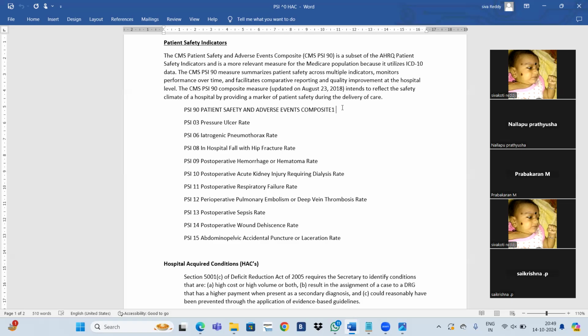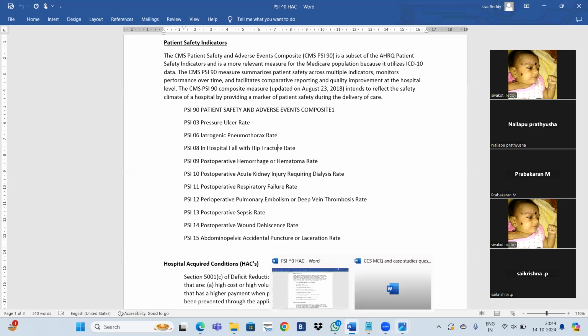Then pneumothorax, and remember, only one fracture you will get under patient safety: hospital fall with hip fracture. The patient was in the hospital and a hip fracture happened. Then it will come under PSI. Not any other fracture. Remember, only a hip fracture developed in the hospital comes under PSI.